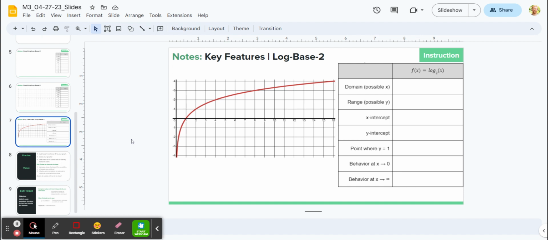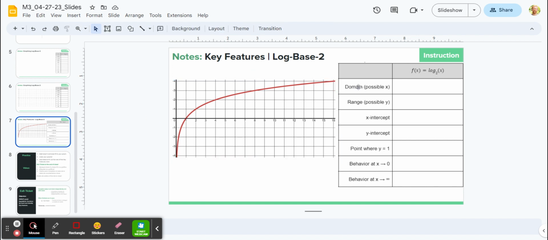So you guys should have the log base 2 graphed on your sheet. You guys should have that table filled out. And if you flip to the back of your sheet, you'll see that we have a key features table that we're going to start filling out. On this screen, I've just included this first column here for log base 2 of x. We're going to fill out all these key features from this graph that I've included here on the left, just so we can see it and talk about it.